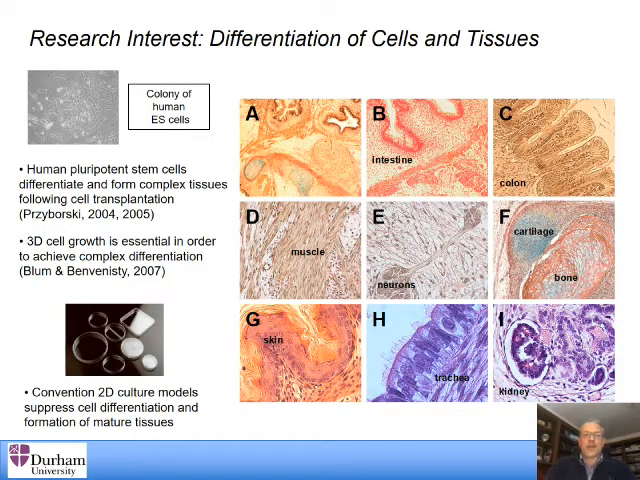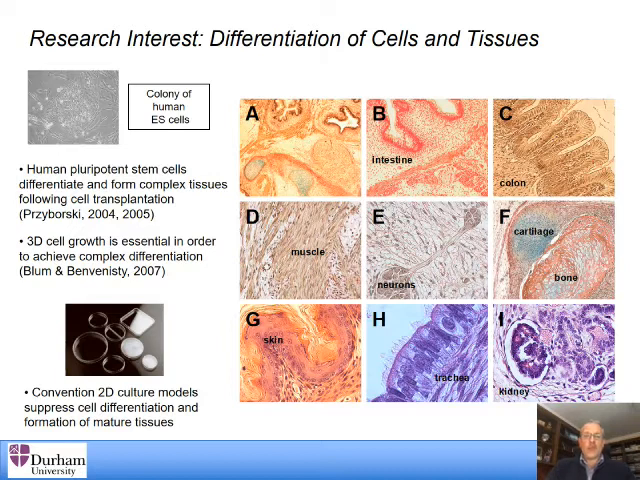For many years now, I've had a research interest in studying the differentiation of cells and tissues, and this slide summarizes some of our early work where we were collaborating with other groups in the UK to characterize the first human embryonic stem cell lineage. These cells have the potential to produce all different differentiated tissue types in the human body. And we test this by transplanting these cells into immune deficient animals and allowing a teratoma tumor to form.